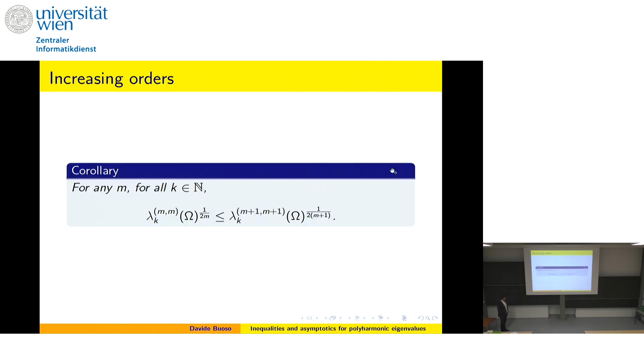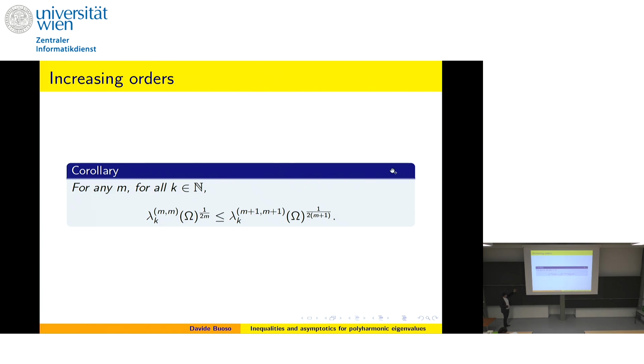And in particular, we get this inequality where, when you have m and m, essentially here beta is m minus m, which is 0. So you have the classical polyharmonic problem. And in particular, when you take polyharmonic eigenvalues of increasing order, you go up. You go up even after renormalizing with respect to their order, to their differential order.